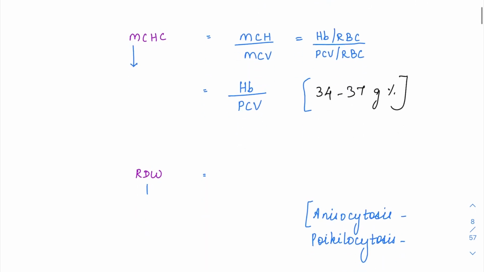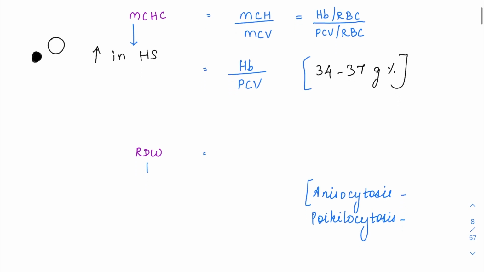This MCHC is going to be a much better indicator as such. This MCHC is going to be increased in hereditary spherocytosis. In hereditary spherocytosis, you are going to have spherocytes, so microspherocytes. If this is the normal size of the RBCs, the spherocytes are going to have a uniform color without the pallor here, and these spherocytes are much smaller, microspherocytes. As the volume is going to be decreased here, the concentration of the hemoglobin is going to be increased. So MCHC is going to be increased in hereditary spherocytosis, and MCHC is going to be normal in megaloblastic anemia.